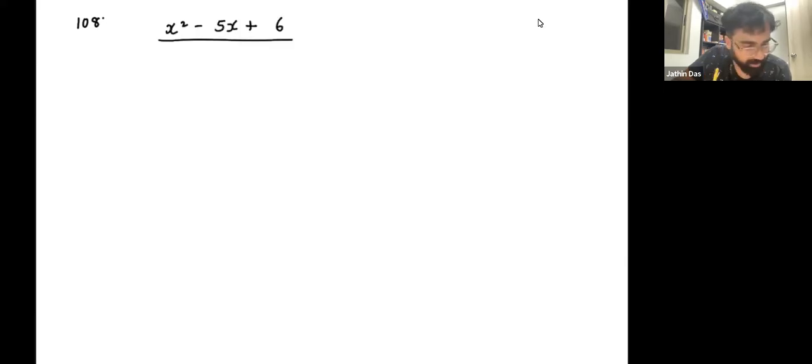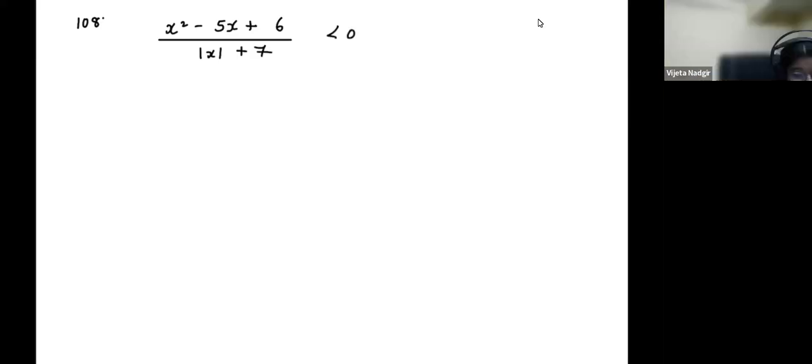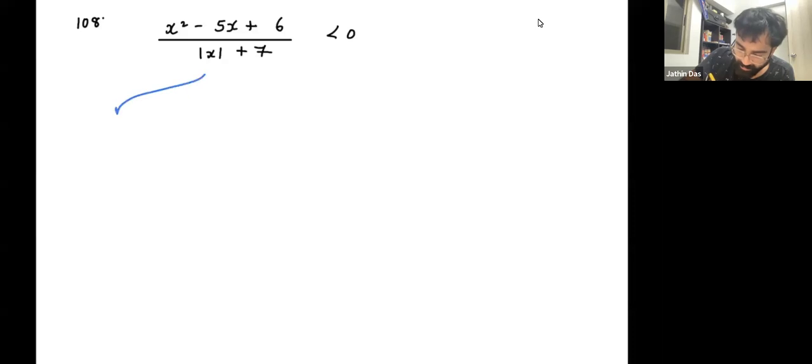Which one did you do? 108. Okay. For example, I'm just taking 108 as an example now. So 108 में (x square minus 5x plus 6) divided by (mod x plus 7) less than 0. Correct? Okay. Now, which are the two cases you will take?